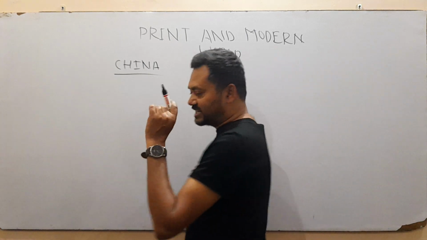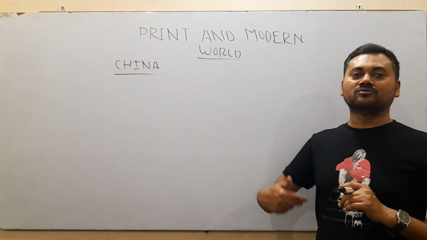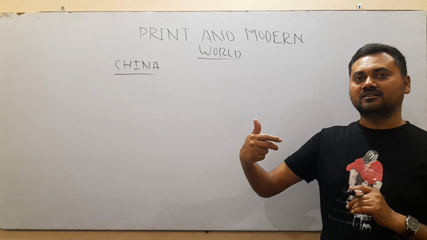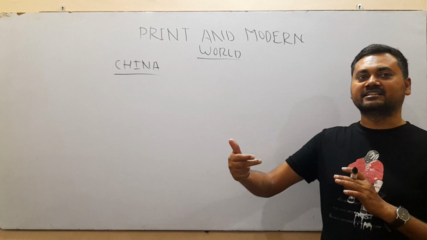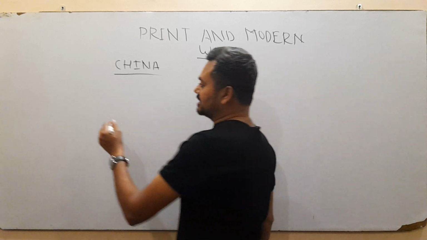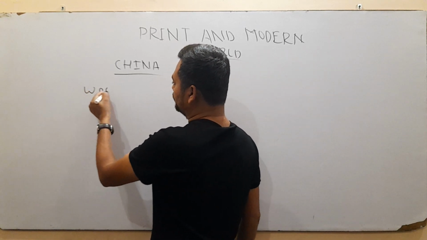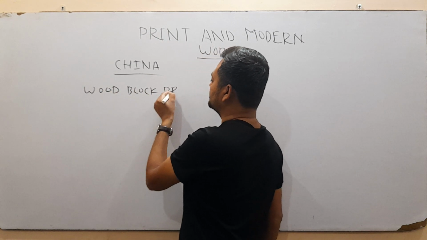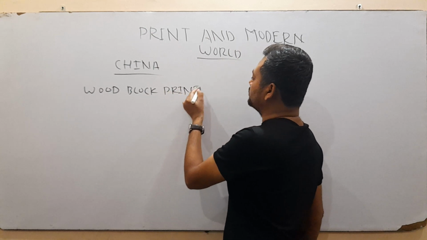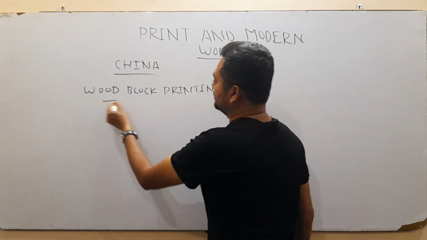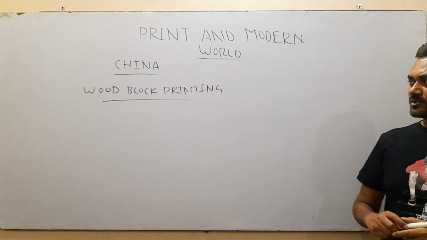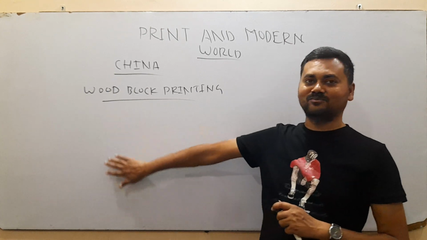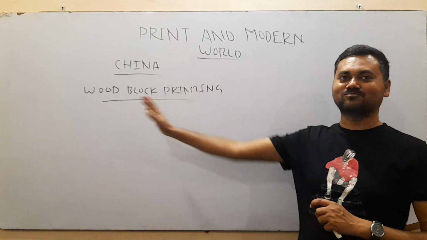And the technique which was used in order to generate this Buddhist related information was wood block printing. Wood block printing. What was being done through this wood block printing? Look, this is the wood block. You can take this board as a wood.